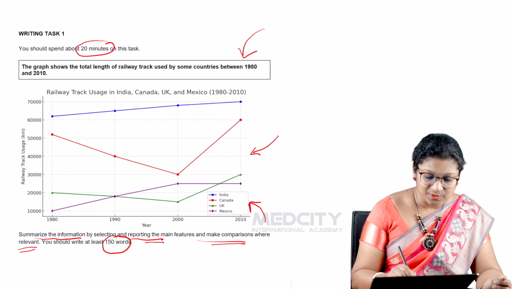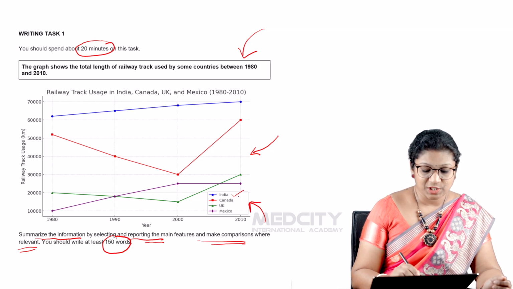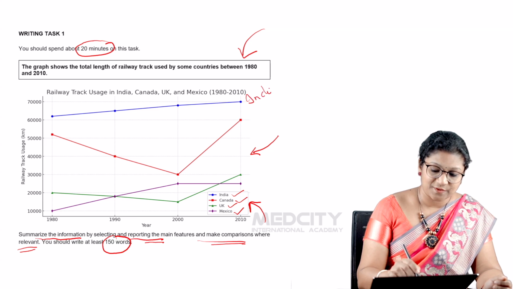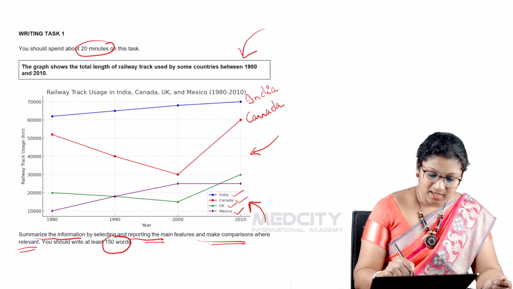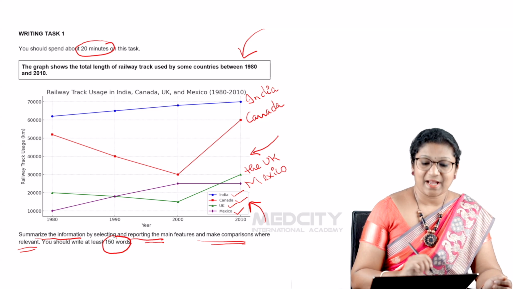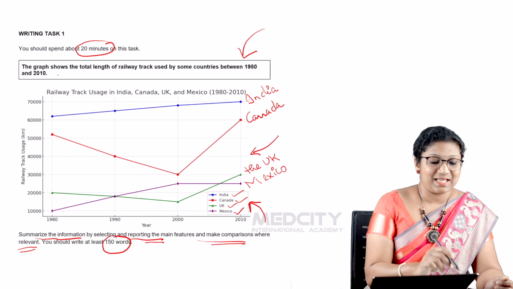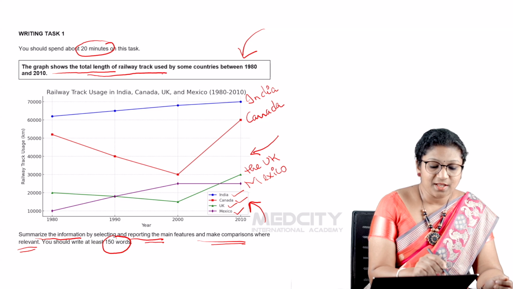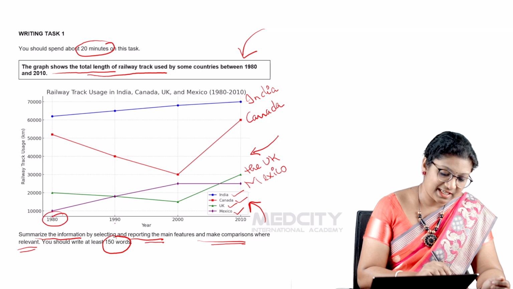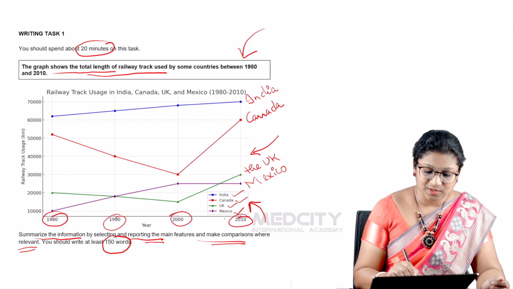We have a key given here. You can see there are 4 countries mentioned: India, Canada, UK, Mexico, and each country is coded in colors. This blue line is for India, the orange is for Canada, the green is for the UK, and the violet is for Mexico. The heading clearly says that the graph shows the total length of railway track. You have the years given: 1980, 90, 2000 and 2010.